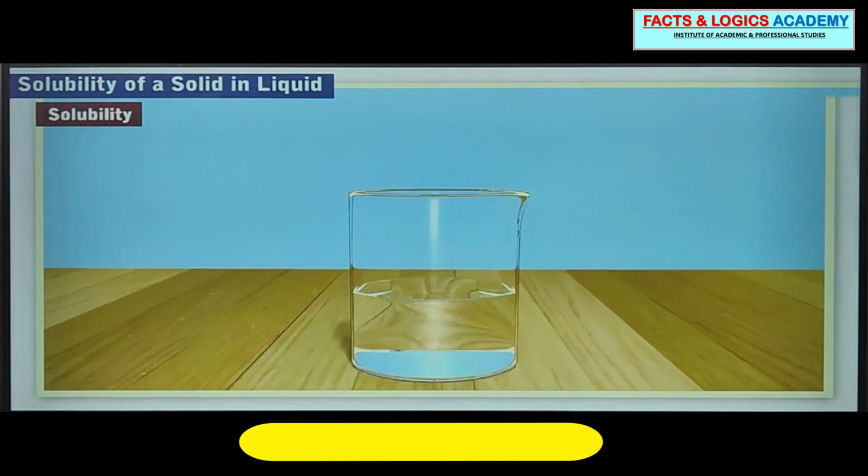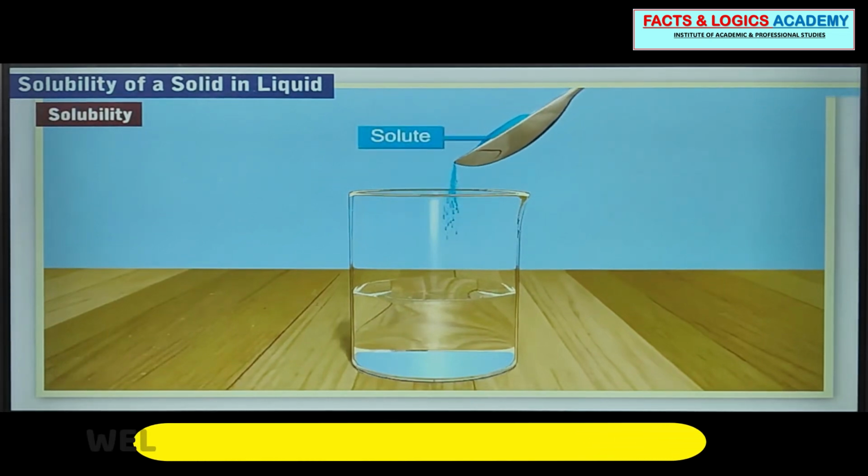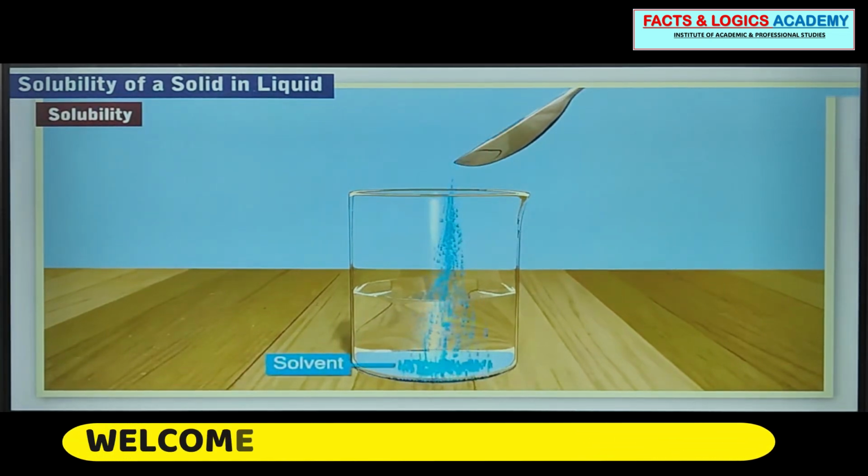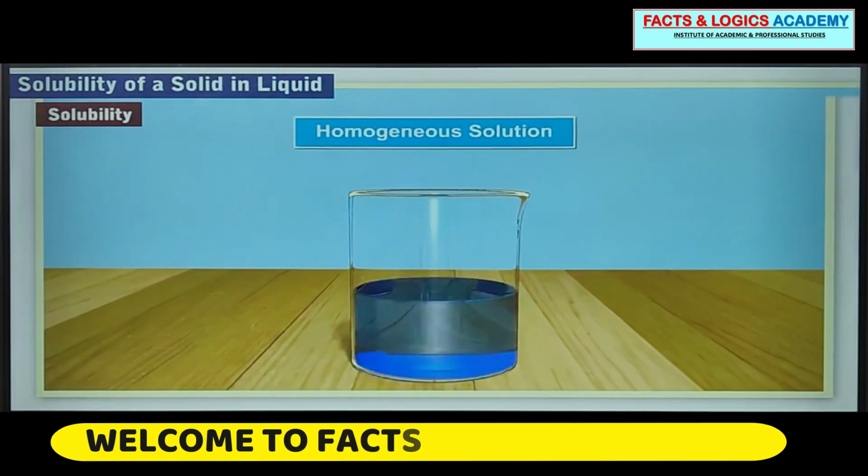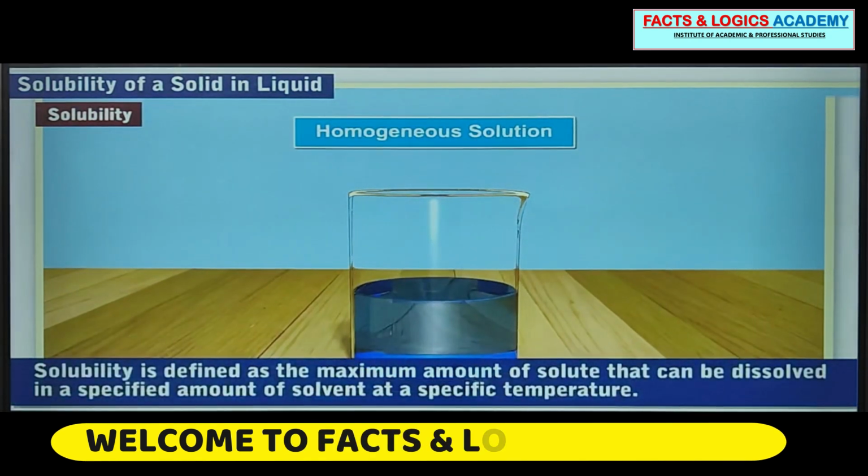We know that solubility is the property of a solute to dissolve in a solvent to form a homogeneous solution. Solubility is defined as the maximum amount of solute that can be dissolved in a specific amount of solvent at a specific temperature.